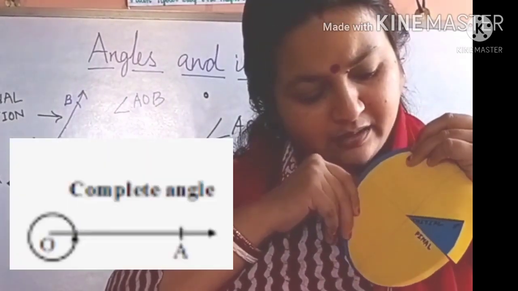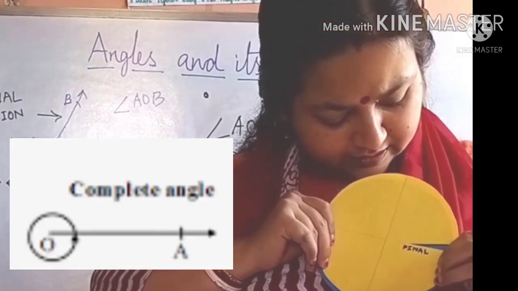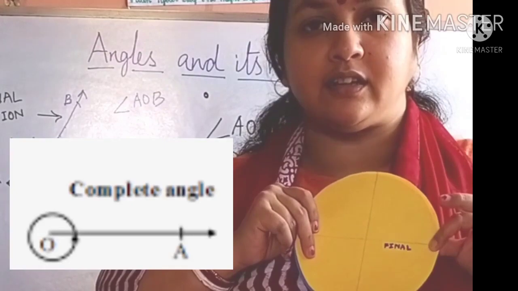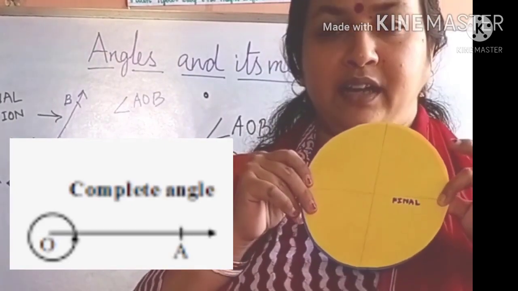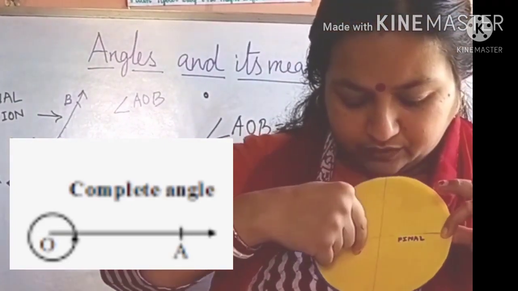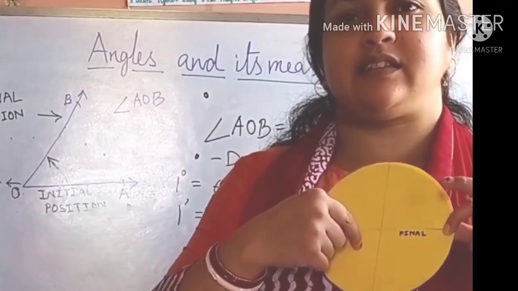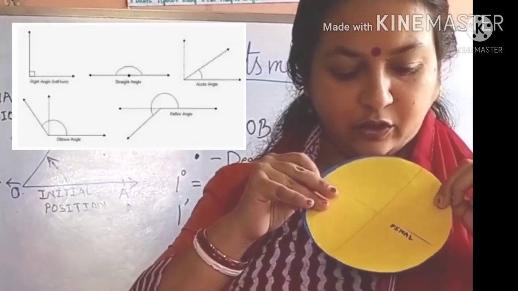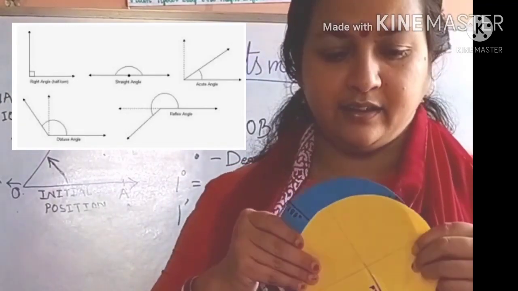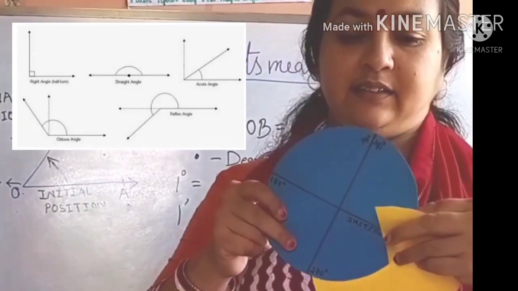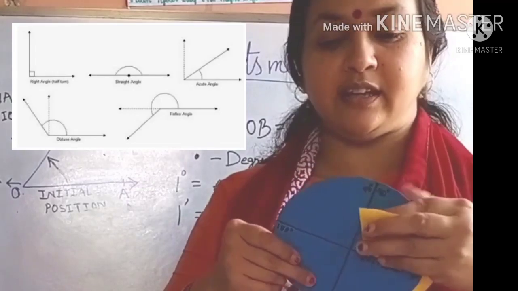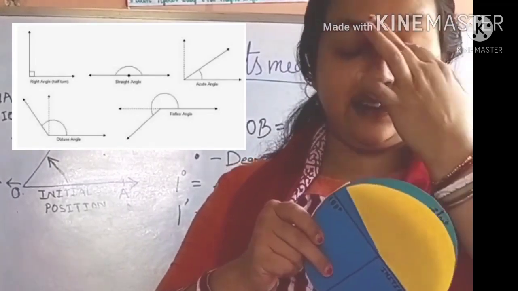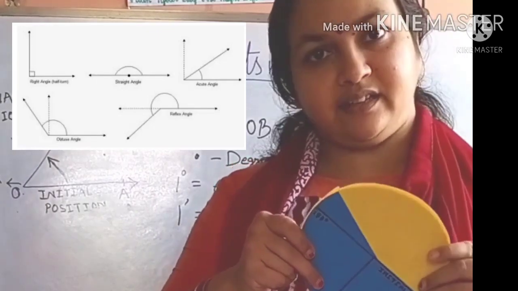And when an angle makes a complete 360 degree like this, see, it's a whole circle, yellow circle. So this is a complete angle, when the measure of the whole angle is 360 degree. So what did we read? The first was acute angle. The second, right angle. Third one, obtuse angle, straight angle, reflex angle, and then comes the complete angle.